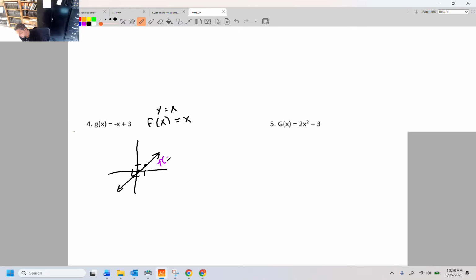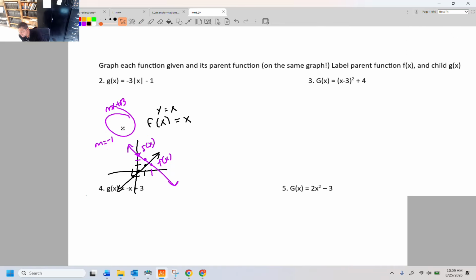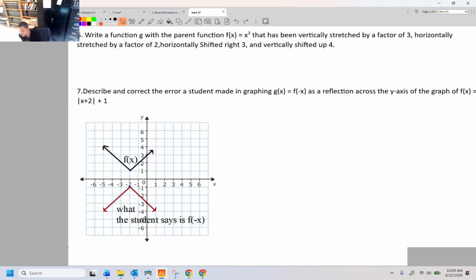So here it is, mama f of x. The kid is literally in the form mx plus b. Slope is negative 1. Fall 1, run 1. Fall 1, run 1. And there's the kid, g of x. Let me make sure there was nothing else the instruction said. It just says graph them on the same graph, label the parent f of x, child g of x. So yeah, golden. All right, moving forward, let's look at number 7.